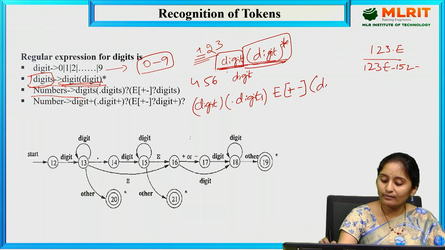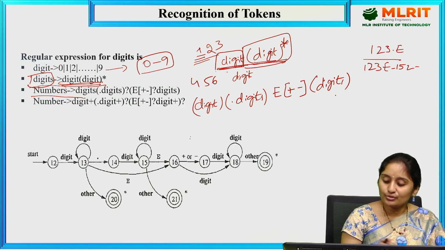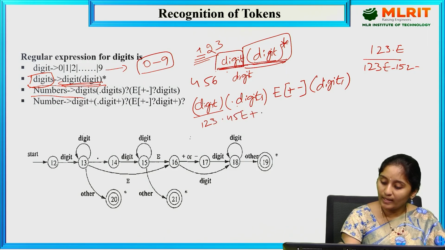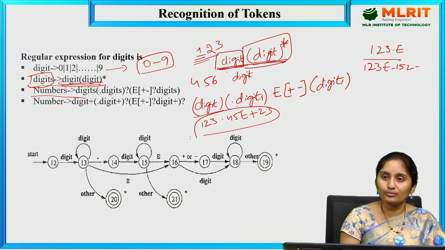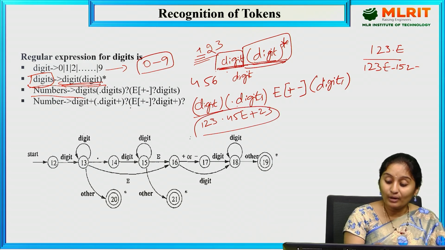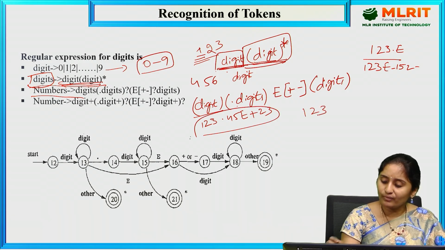So I can have digits here. So digit, digits, dot is 123, then .45 it reads, then the next E it reads. Then plus some digits, like 2, 3, are the digits I read. In this way, this expression can be read. So here I want to read the number 123.